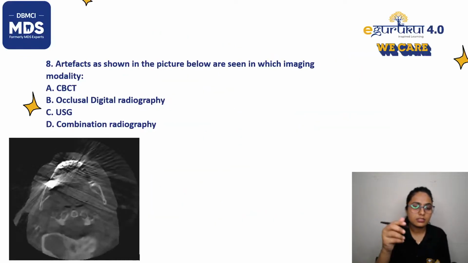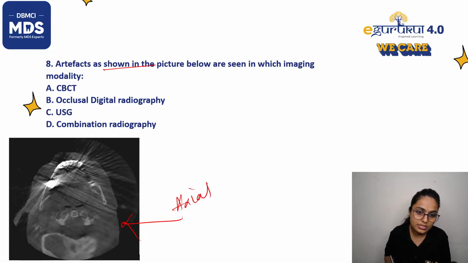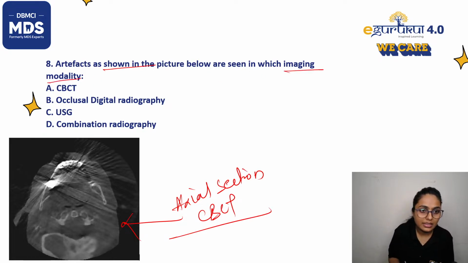Next question is, artifacts as shown in the picture below are seen in which imaging? Now here, first of all, you should be able to identify which radiograph is given. All right. So this is basically an axial section of CBCT. They can ask you which artifact is seen in the picture, so you should be thorough with all the artifacts. Here our answer is CBCT.